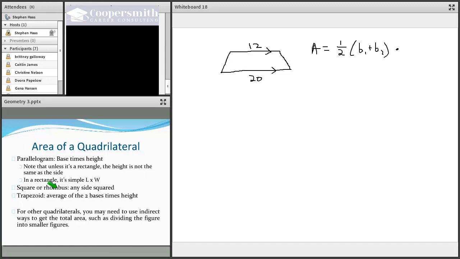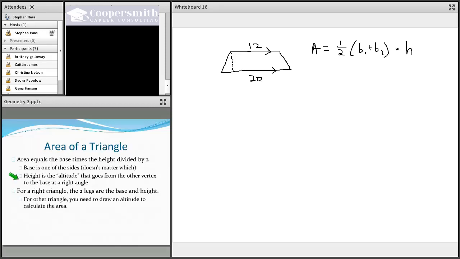So it's the area of the average base times the height. And of course, the height would not necessarily be the lengths of the sides. Instead, the height would be this dotted line, which would be coming down straight from the bottom to the top. Okay. So that is the area of a quadrilateral.